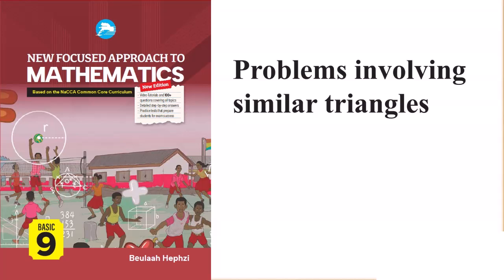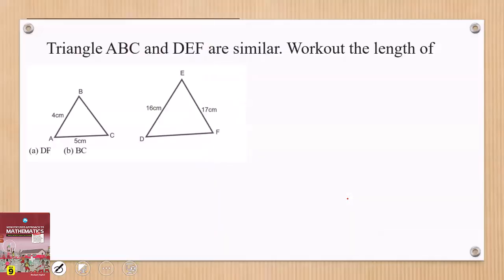This is the revised edition, and in this lesson, we want to look at problems involving similar triangles. In our previous video, we saw the concept of similar triangles, and here we want to apply those concepts to solve questions. According to this question, triangle ABC and DEF are similar. We have to work out the length of DF and the length BC. DF, so D and F, and the length BC or CB.